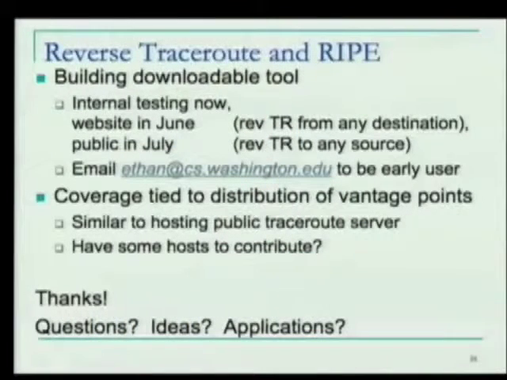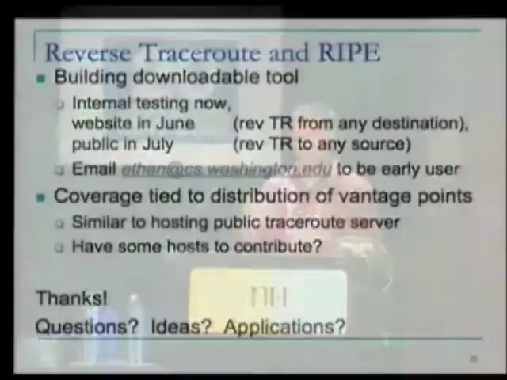I've presented a technique that we think could be very useful, and we really want people to use it. So I'd like to conclude by briefly talking about that. We're building a downloadable tool. We're doing internal testing right now. In June, we plan to put up a website that will let you use our reverse traceroute tool to measure the path back from any destination to our sources. Once we've tested that a bit, we're going to go public with a full downloadable tool in July that will allow you to use our reverse traceroute system and distributed vantage points to measure paths back to your sources from any destinations that you care about.